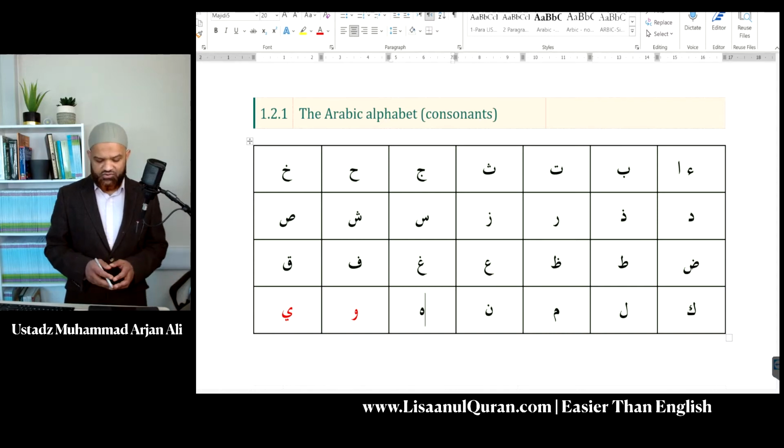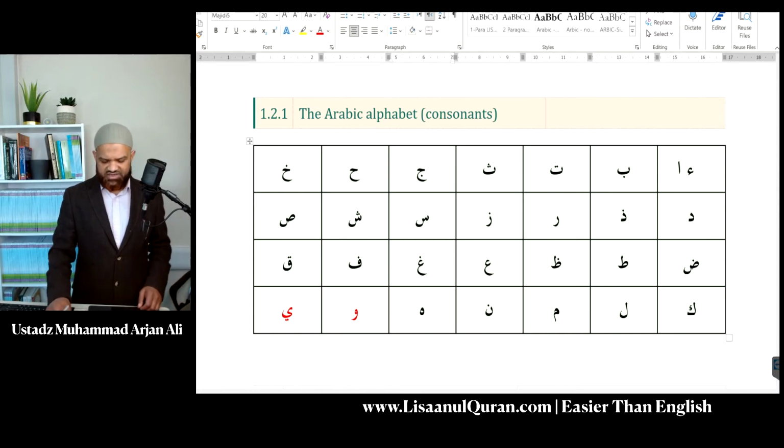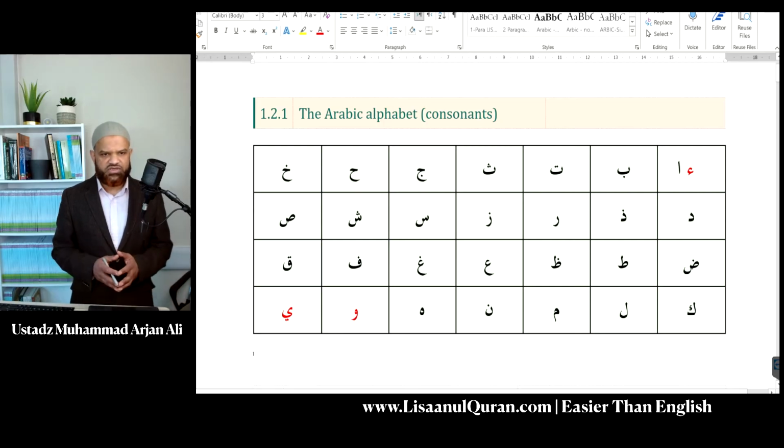The second thing you may have noticed is that there is no Hamza here. Hamza is actually the first root letter of the Arabic alphabet. You'll note that, inshallah ta'ala, in the Arabic dictionary. So these are a few differences, but the most important point to note is that there are no vowels. All are consonants. Inshallah, we will look at where we get the vowels from.